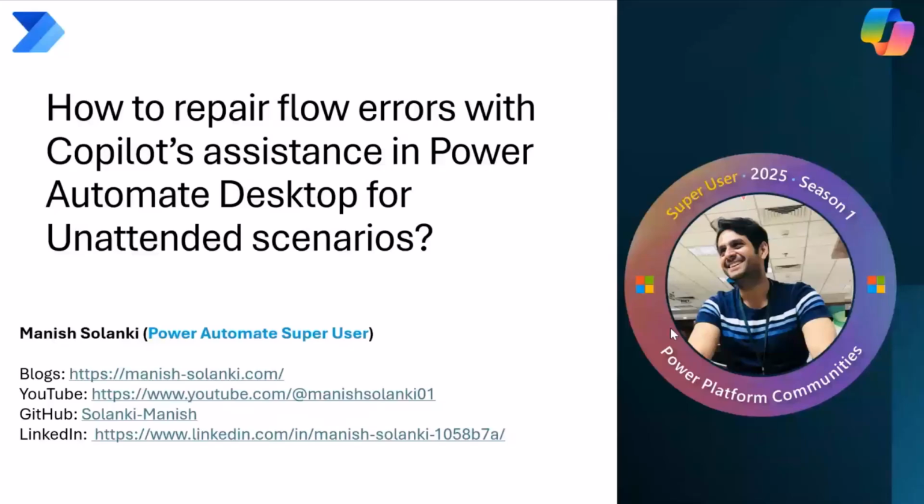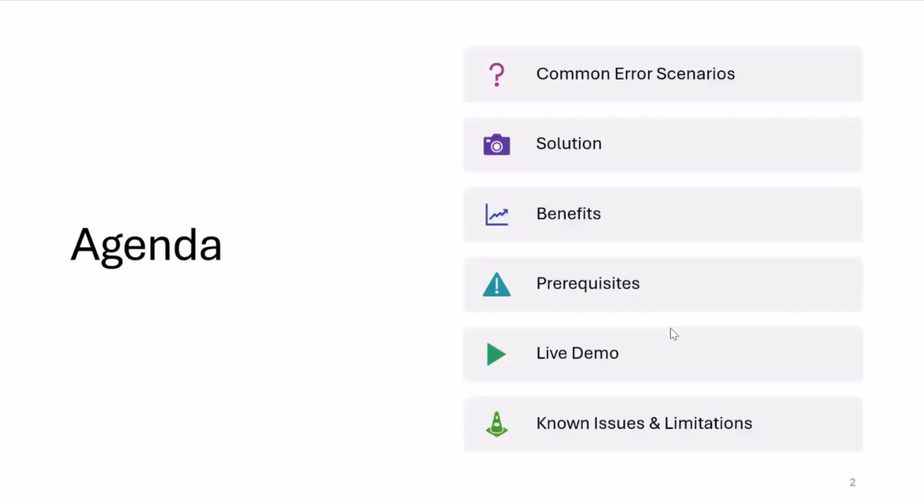During this session, I will cover the most common error scenarios in UI and web automation. Next, we will discuss the solution, that is the repair flow error feature to resolve UI automation errors. Post that, we will also cover the benefits of setting up this feature in the automation process. After that, we will discuss the prerequisites to enable this feature in the Power Platform environment. Then we will jump into the hands-on session where I will show an end-to-end case to resolve errors for unattended scenarios. Lastly, we'll cover the list of known issues and limitations.